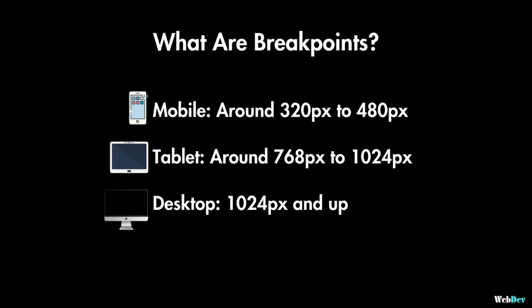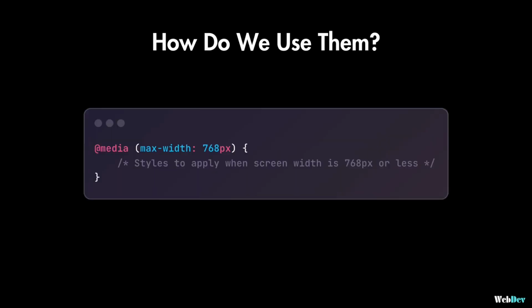And what about the breakpoints? Well, breakpoints are the specific screen widths or conditions where we want our layout or styles to change. And these are the common breakpoints for mobile, tablet, and desktop devices. And let's see how we use them in action. We write media queries inside of our CSS file. Here is an example of that. You can set the max width to be this many pixels and then apply specific styles for these devices.